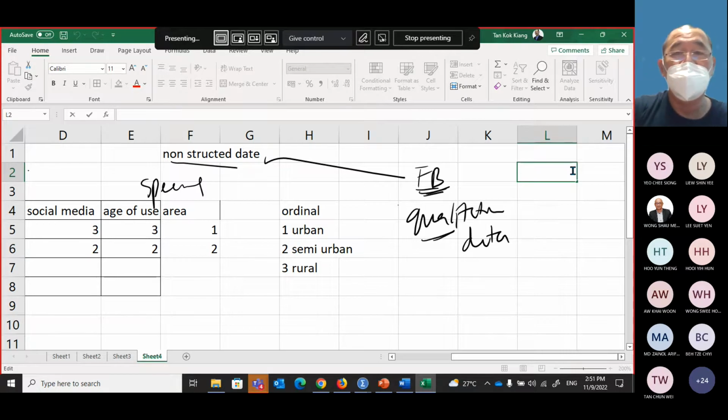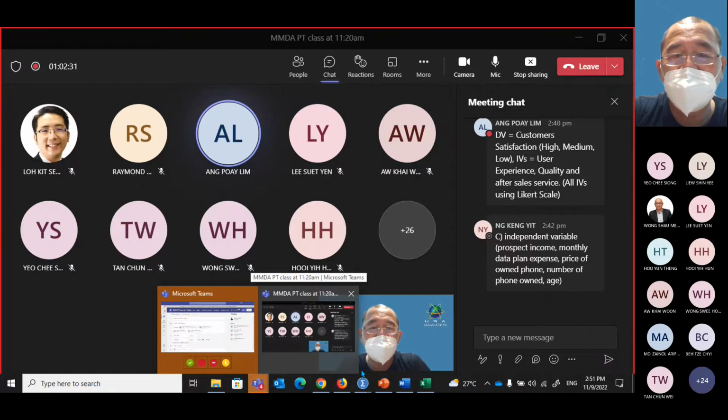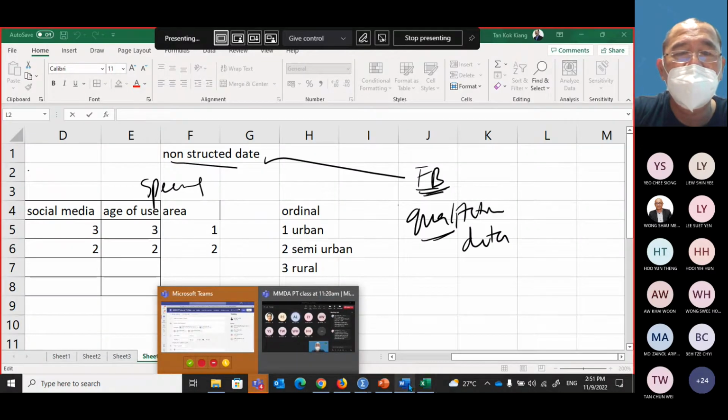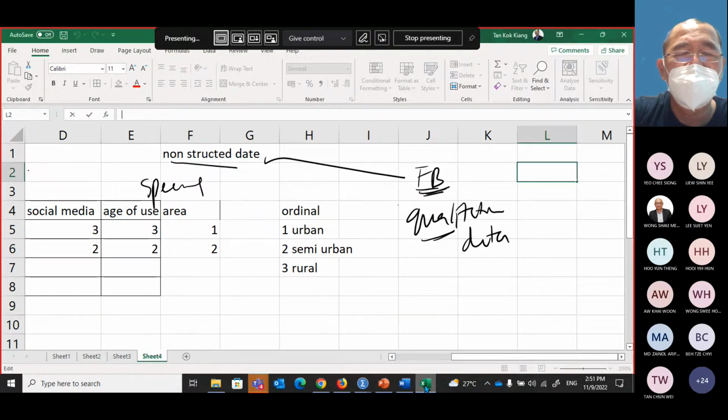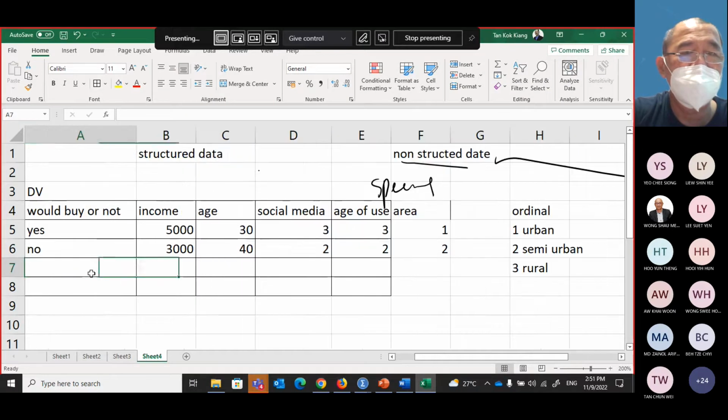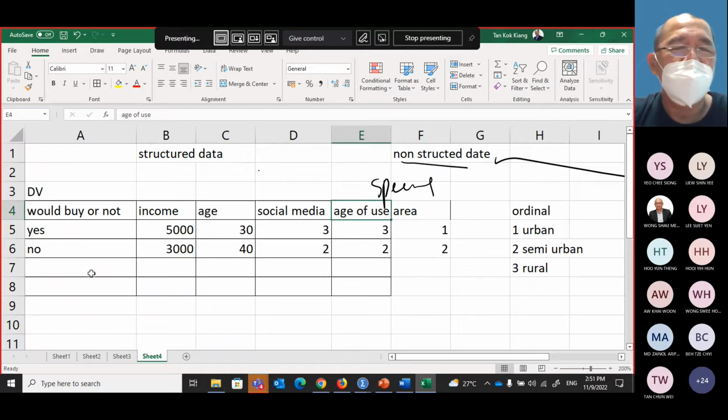Okay, so we continue. So that means this whole thing is targeted on users rather than on the handphone itself, right? If I want to include gender inside, can I also, by converting it to dummy variables, like 1 and 0? Not encouraged, because this is not multiple linear regression. This is multiple discriminant. Got it, sir. Thanks.